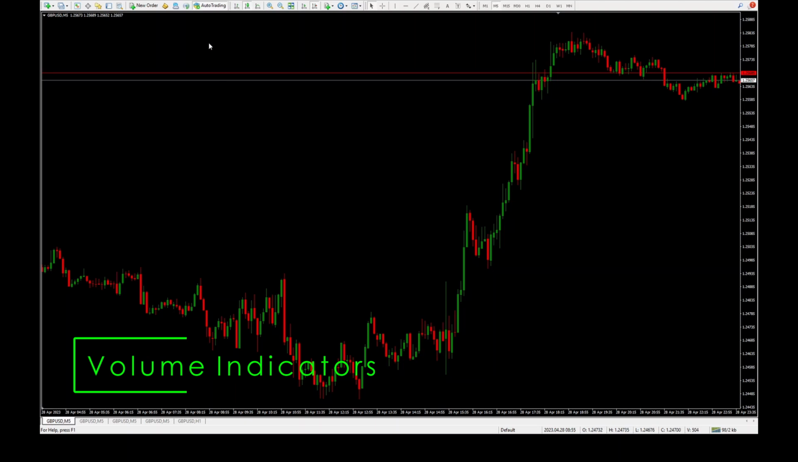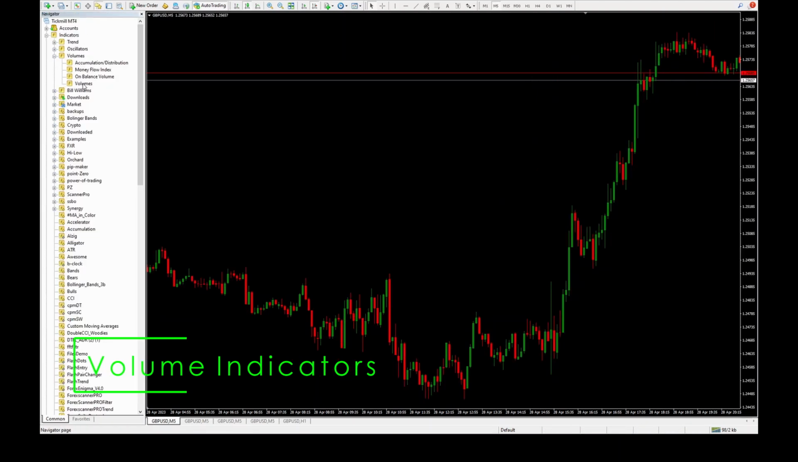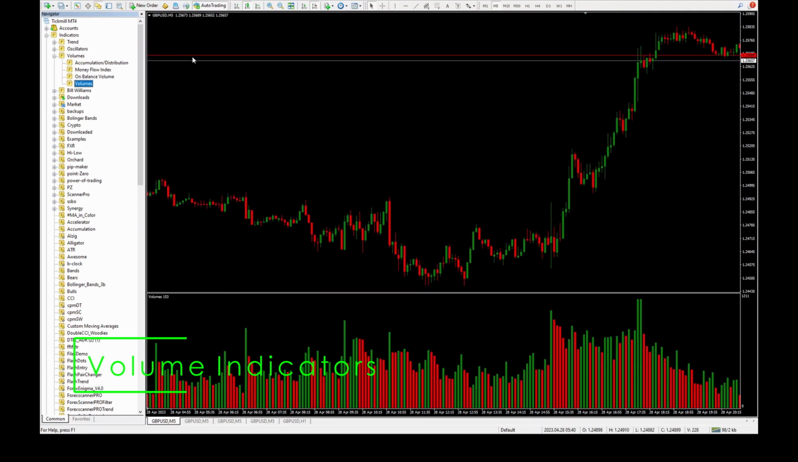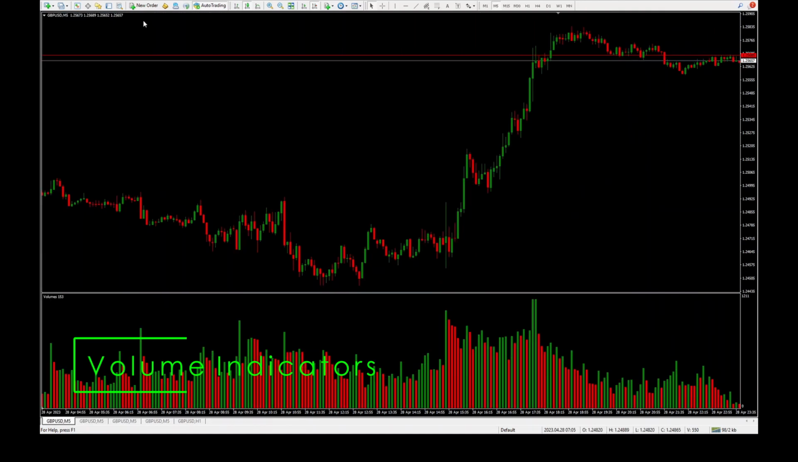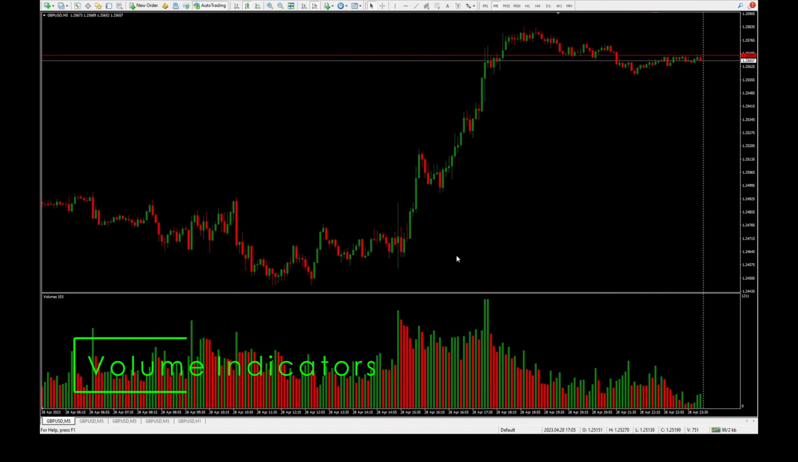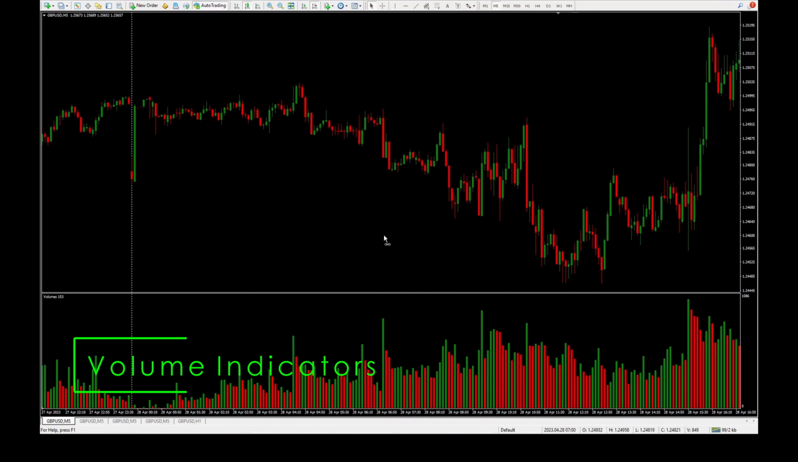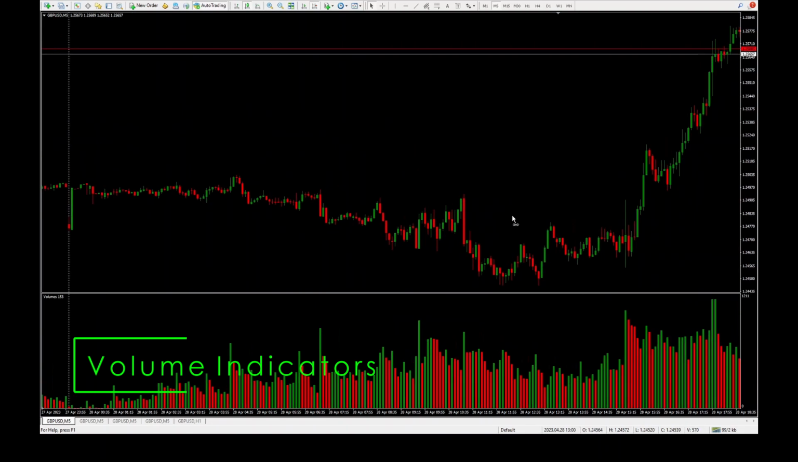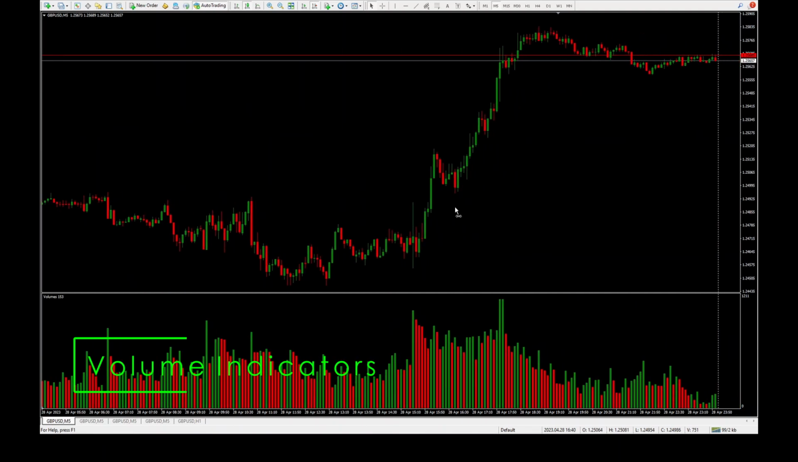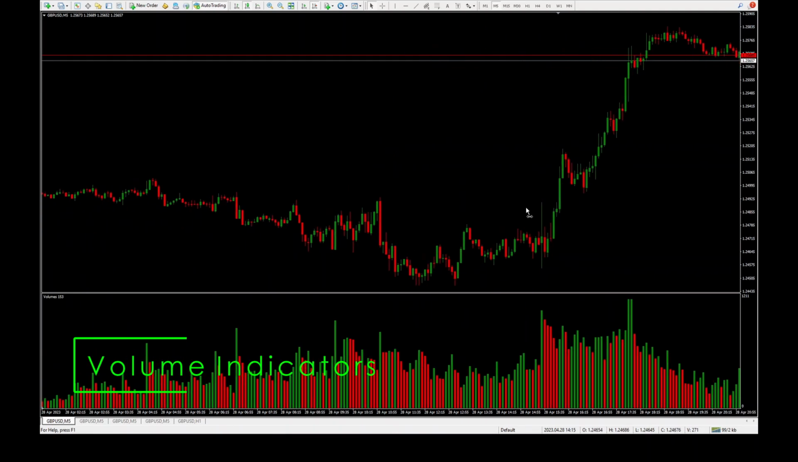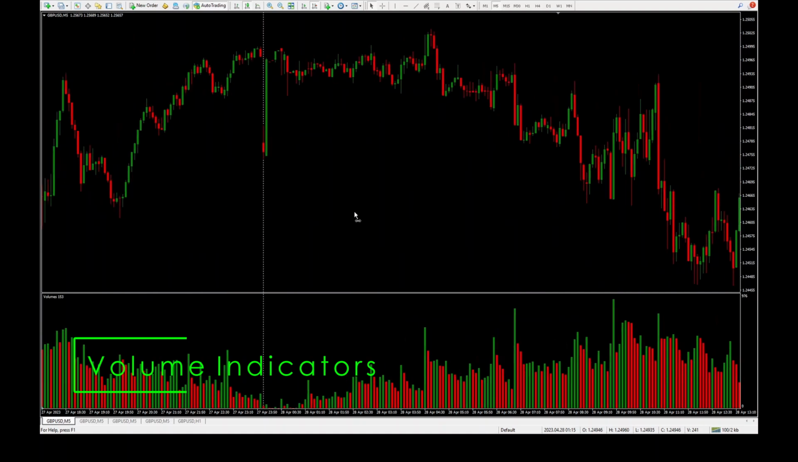Volume indicators are a type of technical analysis tool that traders use to analyze trading volume in the market. These indicators provide insight into the strength of market trends and help traders identify potential price movements. Volume indicators typically measure the amount of trading activity in the market over a given period of time, such as a day, week, or month. They can be displayed as bars or lines, and are often overlaid on top of price charts.